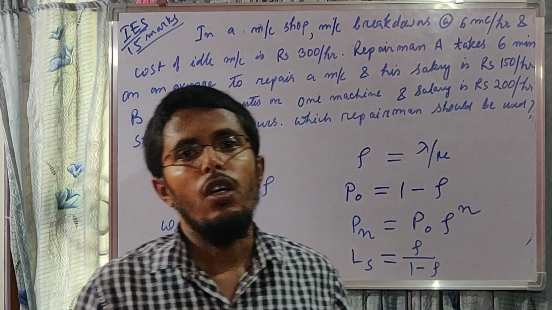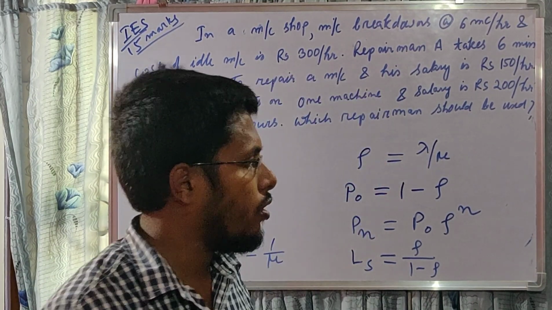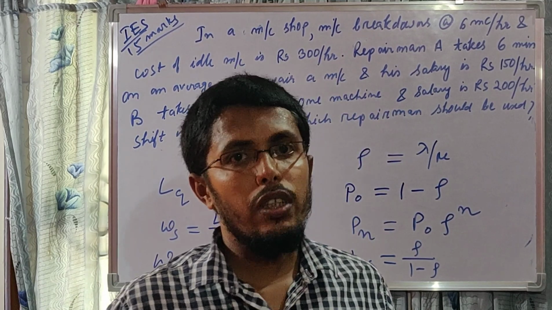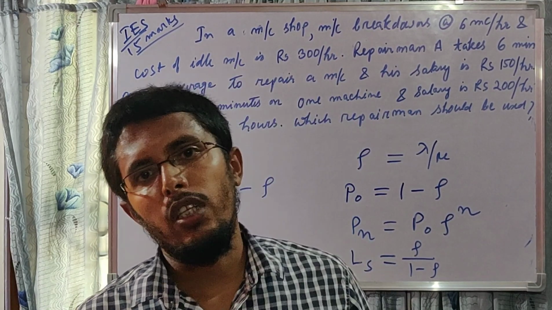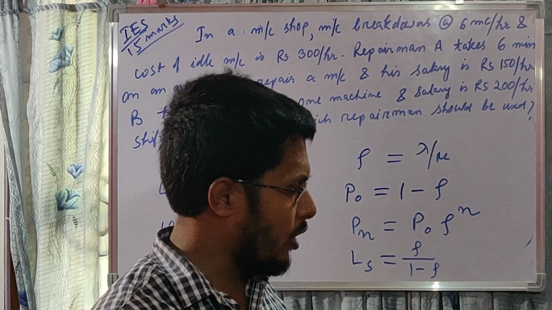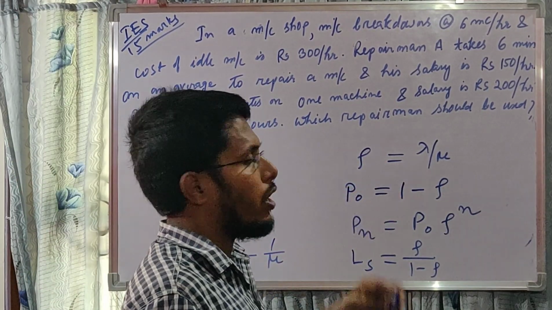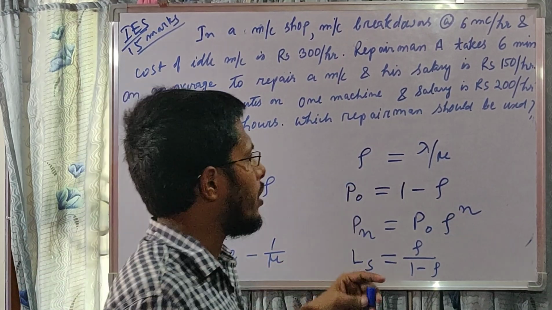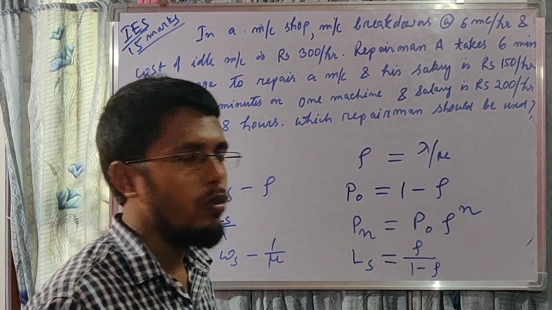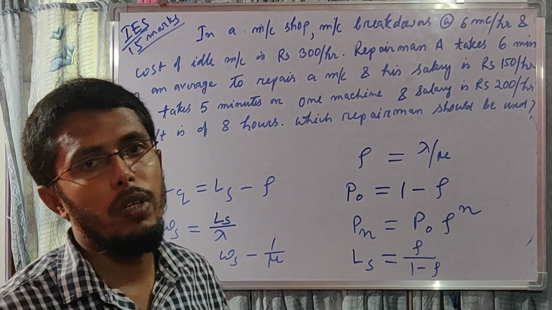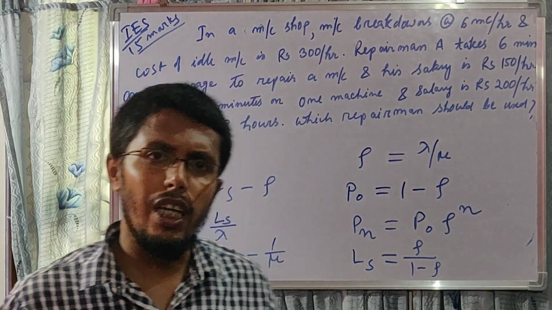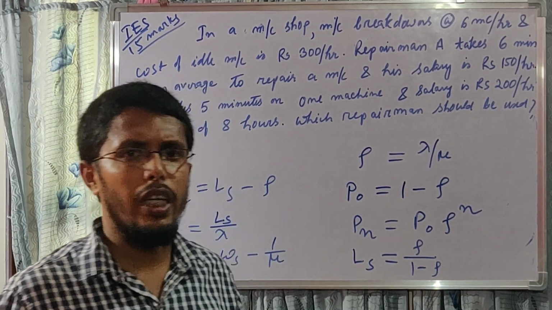Everyone. So in the last video we discussed the theories and formulas of the queuing model. Some formulas were like this. We learned about the utilization factor, which is nothing but lambda upon mu. It is the probability that the system or the server is working, that it is not idle.